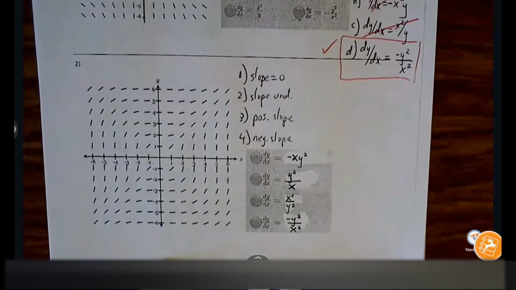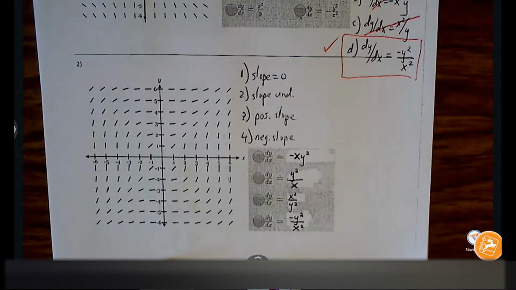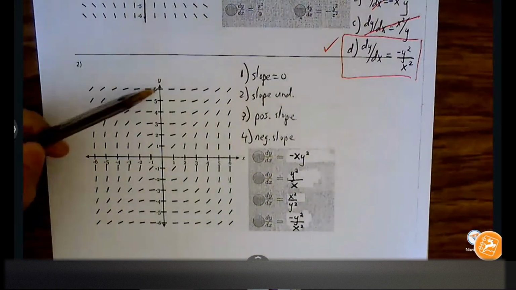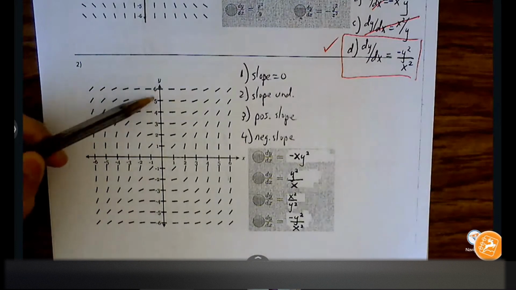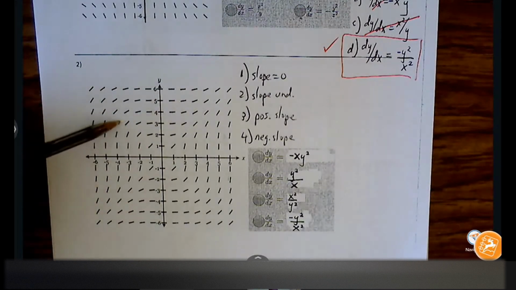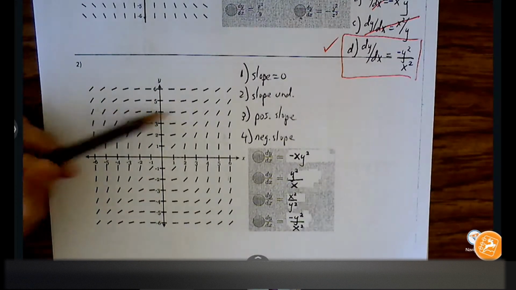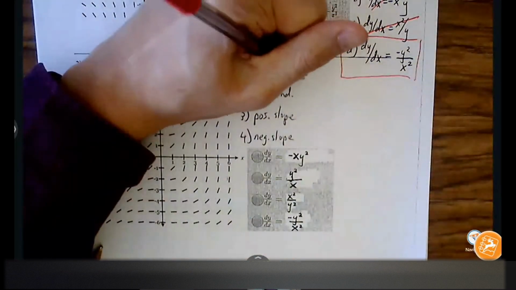Okay, do we see any slope zeros along the y-axis? Yeah, it looks like the y-axis. Pretty sure that's slope 0. Those aren't tick marks. Looks like it's consistent with the lengths that we see on either side. Okay, so slope 0 when x equals 0.